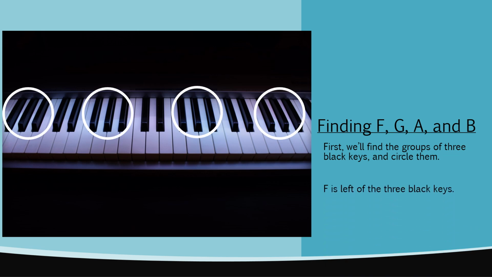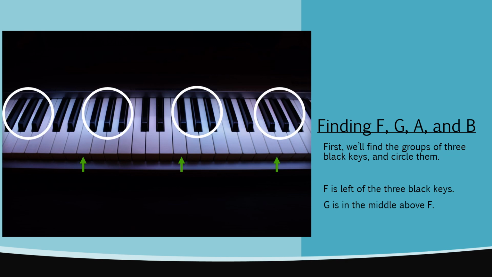Okay, F is to the left of the 3 black keys. So we find our 3 black keys, and the note to the left is F. I'm marking F with the green arrow here. 3 black keys, and to the left is F. 3 black keys, and to the left is F.